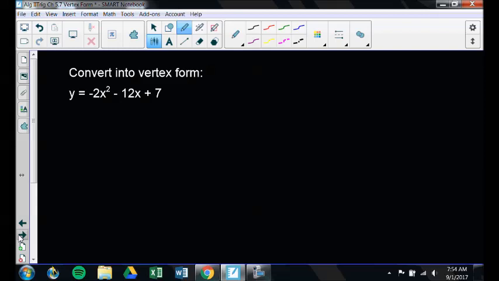Go from standard form into vertex form. So our goal is to make an equation that looks like this, where a, h, and k will be actual numbers, and it's possible for a to be 1 or for h and k to be 0. We do this by completing the square. I'm going to show it 3 different ways, actually.